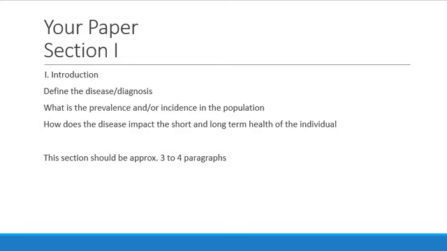So we're getting an idea about the disease, describe it, how common it is, and then how does the disease impact the short and long-term health of that individual? So this is where you would talk about what the disease does to that individual. What kind of medical care do they get in the short term? What kind of medical care do they need in the long term? And relate it to your discipline.